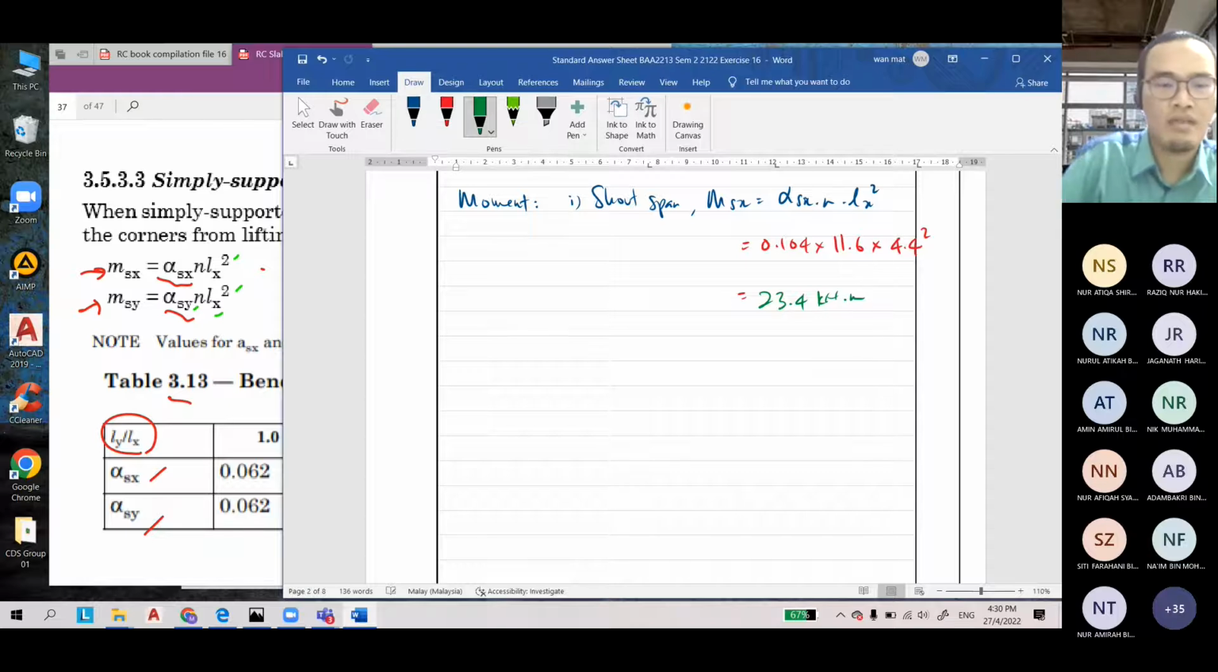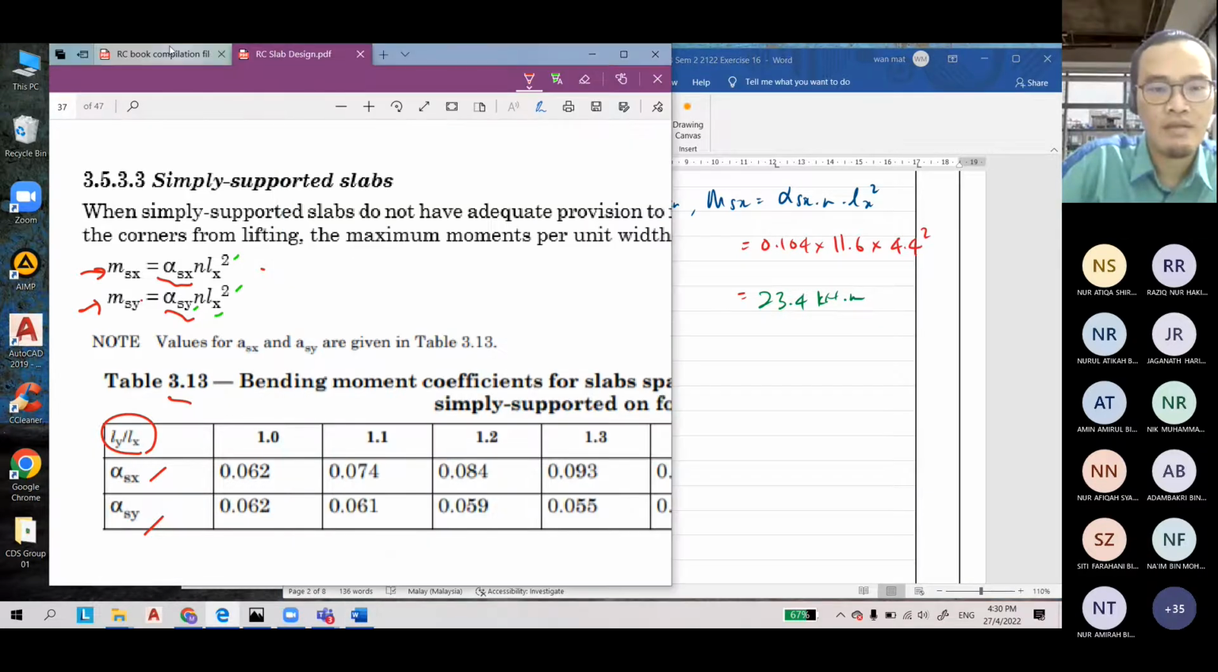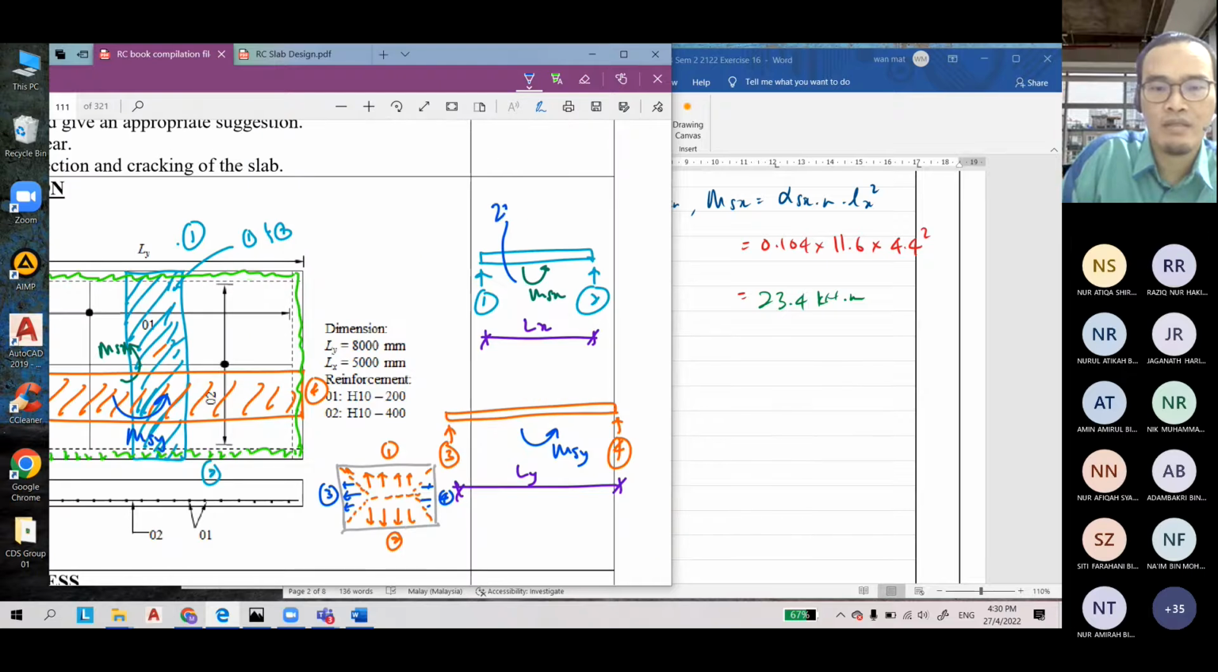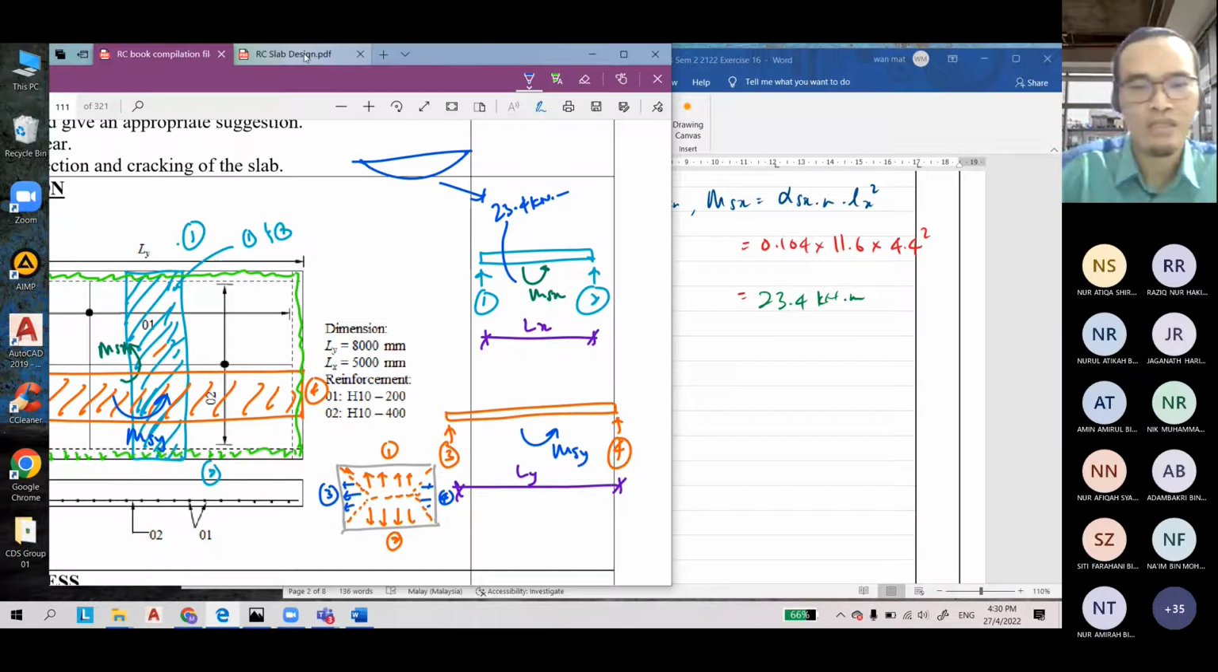So okay, this is okay. So here the moment MX is 23.4 kilonewton meter, just like the simply supported one. So this is the bending moment. Bending moment is equal to 23.4. Okay, and then you can do the design.